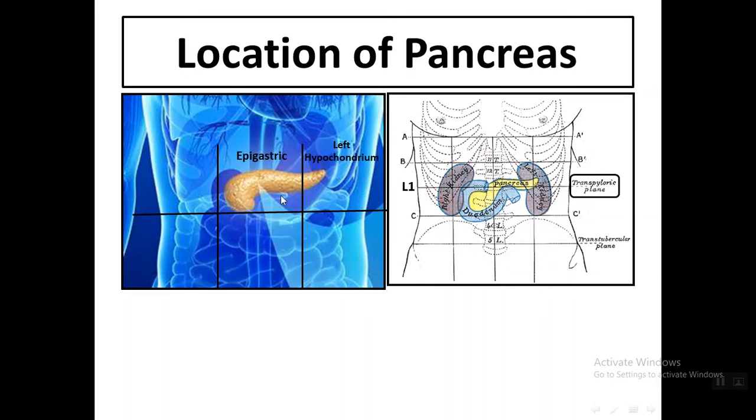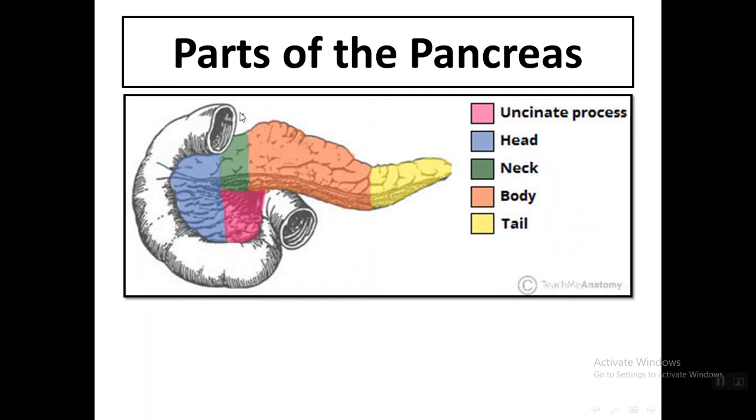It is situated mainly in the epigastric region, and also it reaches to the left hypochondrium at the level of the transpyloric plane, which is at the level of L1. What are the parts of the pancreas? These are the head, neck, body, and tail. And also there is a part of the head that extends below and to the left. It is called the uncinate process.